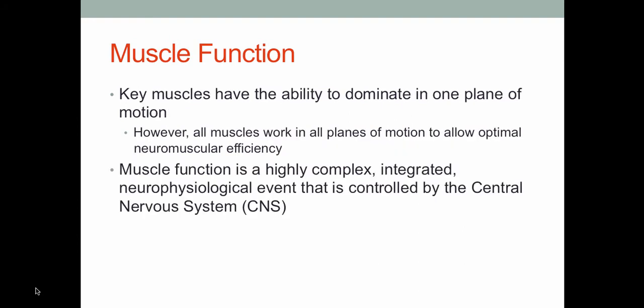Key muscles have the ability to dominate in one plane of motion. However, all muscles work in all planes of motion to allow optimal neuromuscular efficiency. So ultimately, muscle function is a highly complex and integrated neurophysiological event that is controlled by the central nervous system.